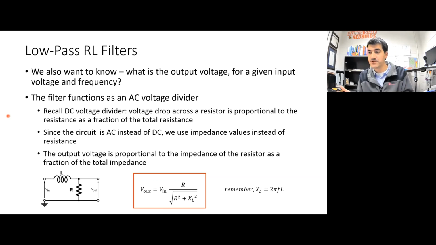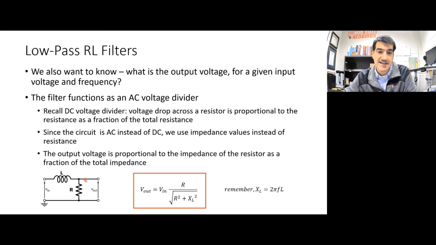Or what is the output voltage for the portion of the signal at a certain frequency? Kind of means the same thing. Fortunately, this works very similarly to the RC low-pass filter in the sense that it's a voltage divider. Remember that for a DC circuit, the voltage drop across a resistor is proportional to that resistor's resistance as a fraction of the total circuit's resistance. That was the DC voltage divider. Now we have an AC voltage divider, so we're using impedance instead of just resistance.